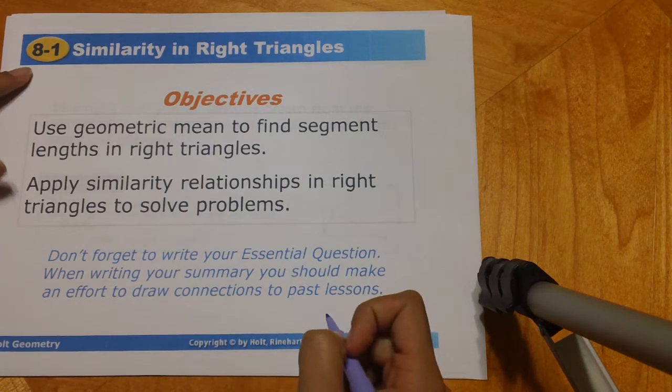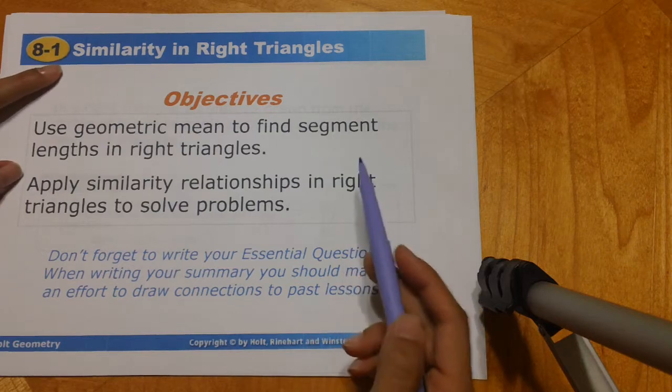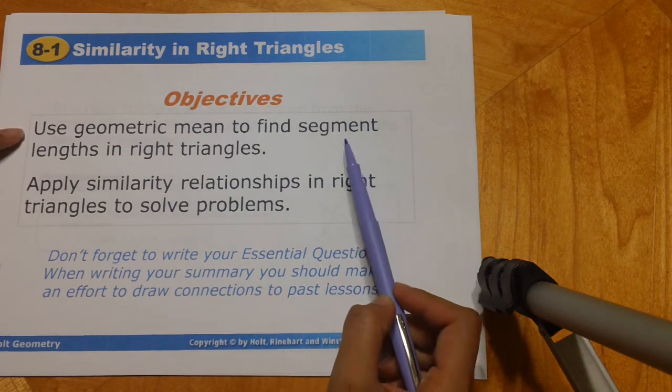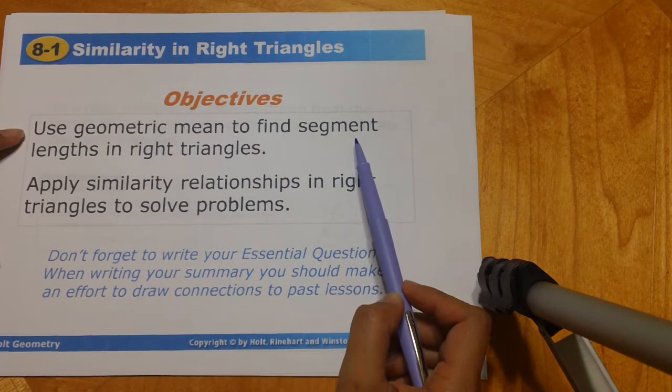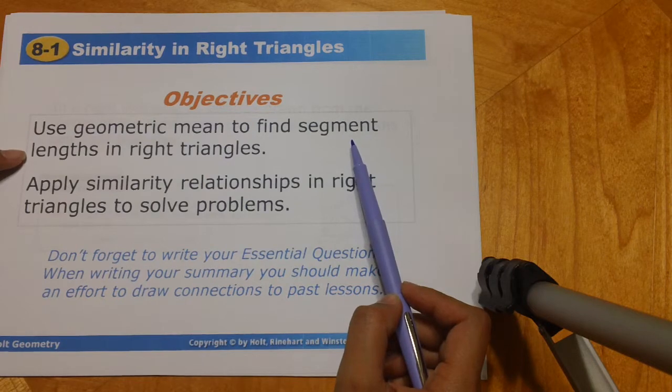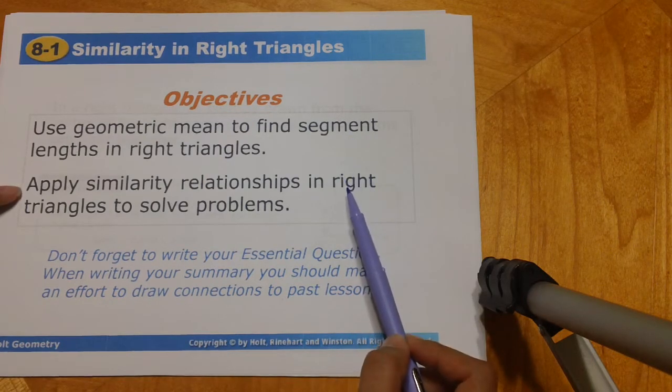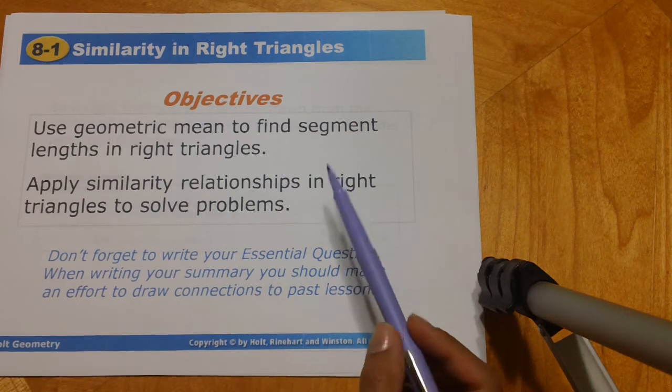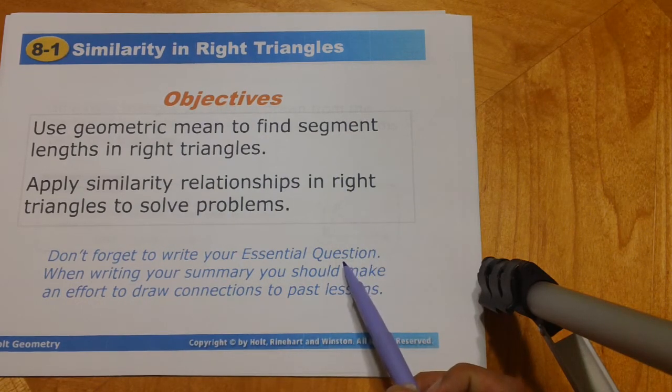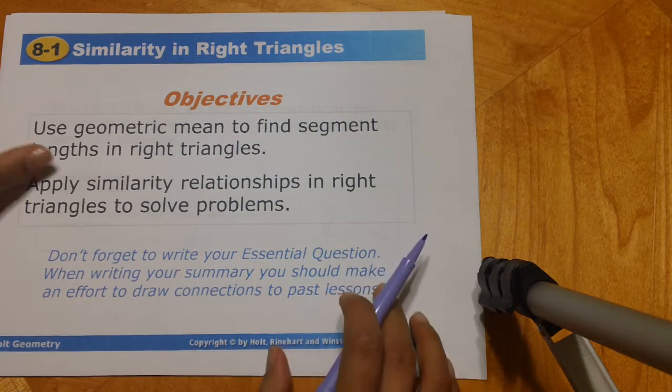This is Chapter 8, Section 1, Similarities in Right Triangles. Your objectives are to use geometric means to find segment length in right triangles and to apply similarity relationships in right triangles to solve problems. I want you to go ahead and write your essential question and then come back after you've done that.